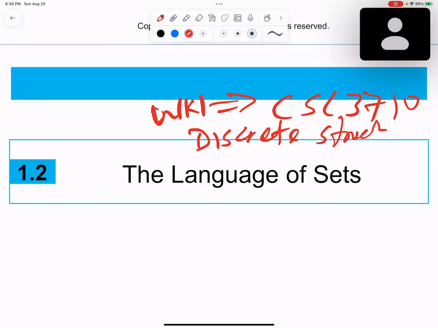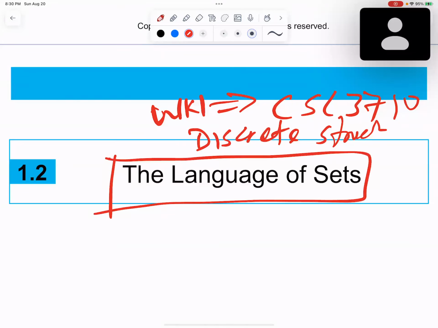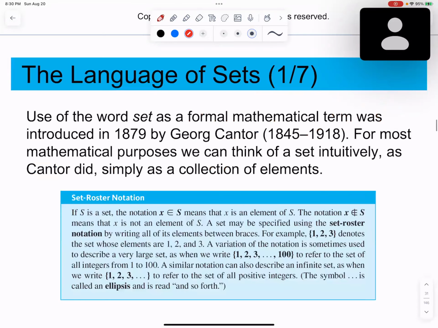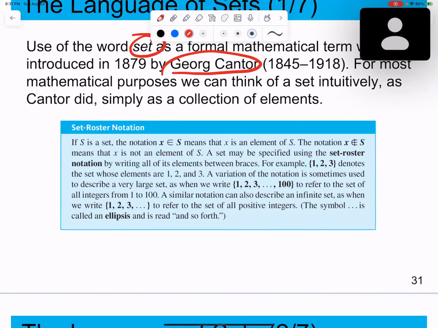Okay, so I'm starting right here with the language of sets. The word set was introduced by George Cantor, who lived between 1845 and 1918. Okay. So, like I said in class, you use uppercase to represent a set. For instance, I may write A to be what?